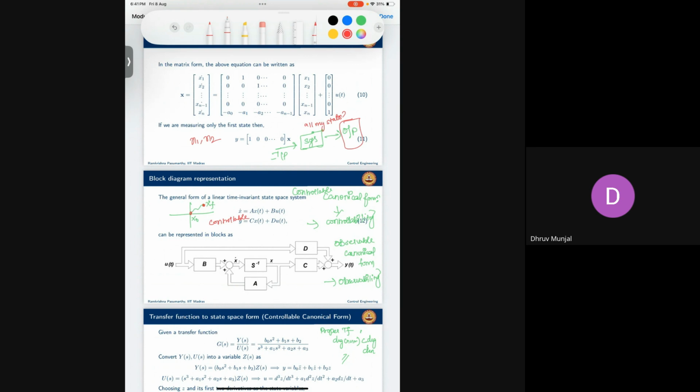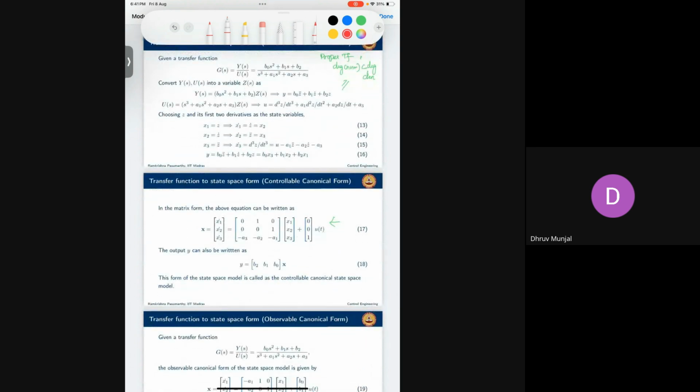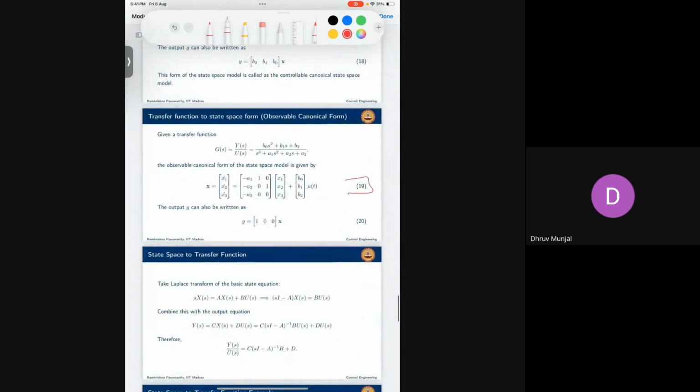So the controllable canonical form and observable canonical form preserve this property. If you can convert the system to this form, then you can say my system is controllable, observable, kind of that. So this is one representation. Equation 17 is the controllable canonical form. Similarly, equation 19 is your observable canonical form. So you should be able to convert your transfer function to this format to make the system controllable or observable, or to study whether the system is controllable or observable for the later part, to design a controller or observers.